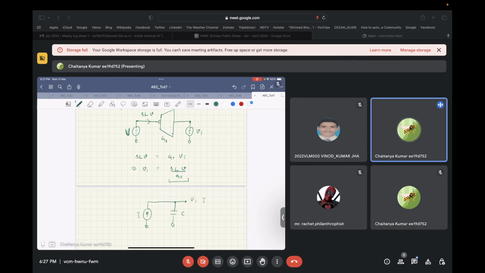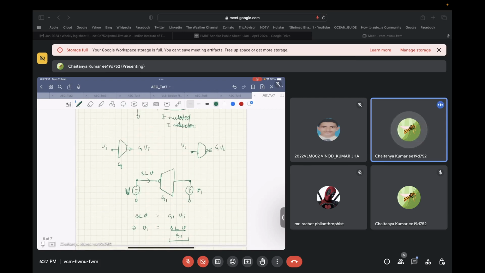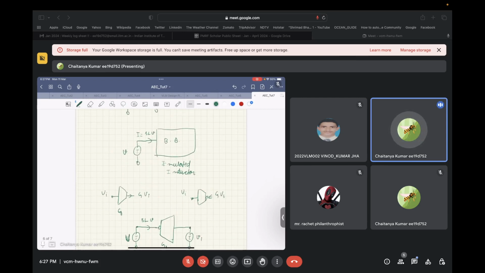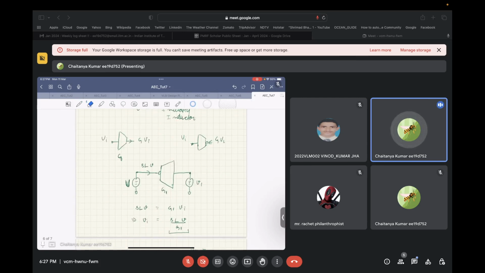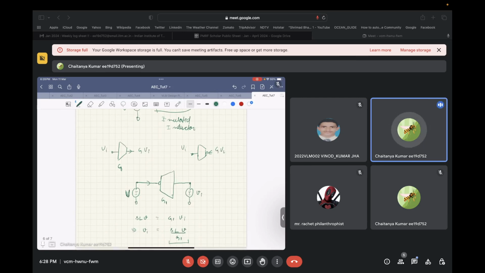Just a minute. The voltage developed is... wait a second, it's SL. Oh, just a minute. So here I had a little bit of mistake. The current that needed to be synced won't be SL times V. It will be V divided by SL. So basically, 1 by SL is the admittance of an inductor. So V divided by SL is the current we need. So basically, this has to be V by SL.